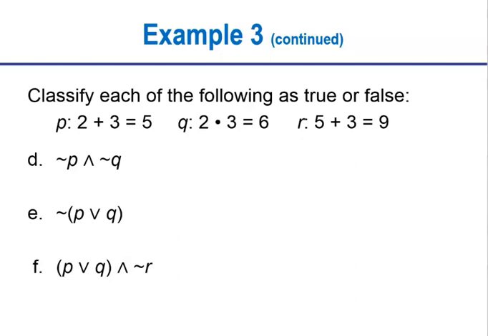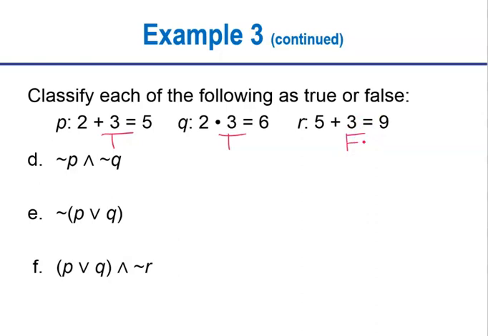Okay, so I think we would find it helpful if we put the truth values under here again. So P is the statement 2 plus 3 equals 5. That's true. Q is the statement 2 times 3 equals 6. Also true. But R is still that statement 5 plus 3 equals 9, which is a false statement because we know 5 plus 3 equals 8.